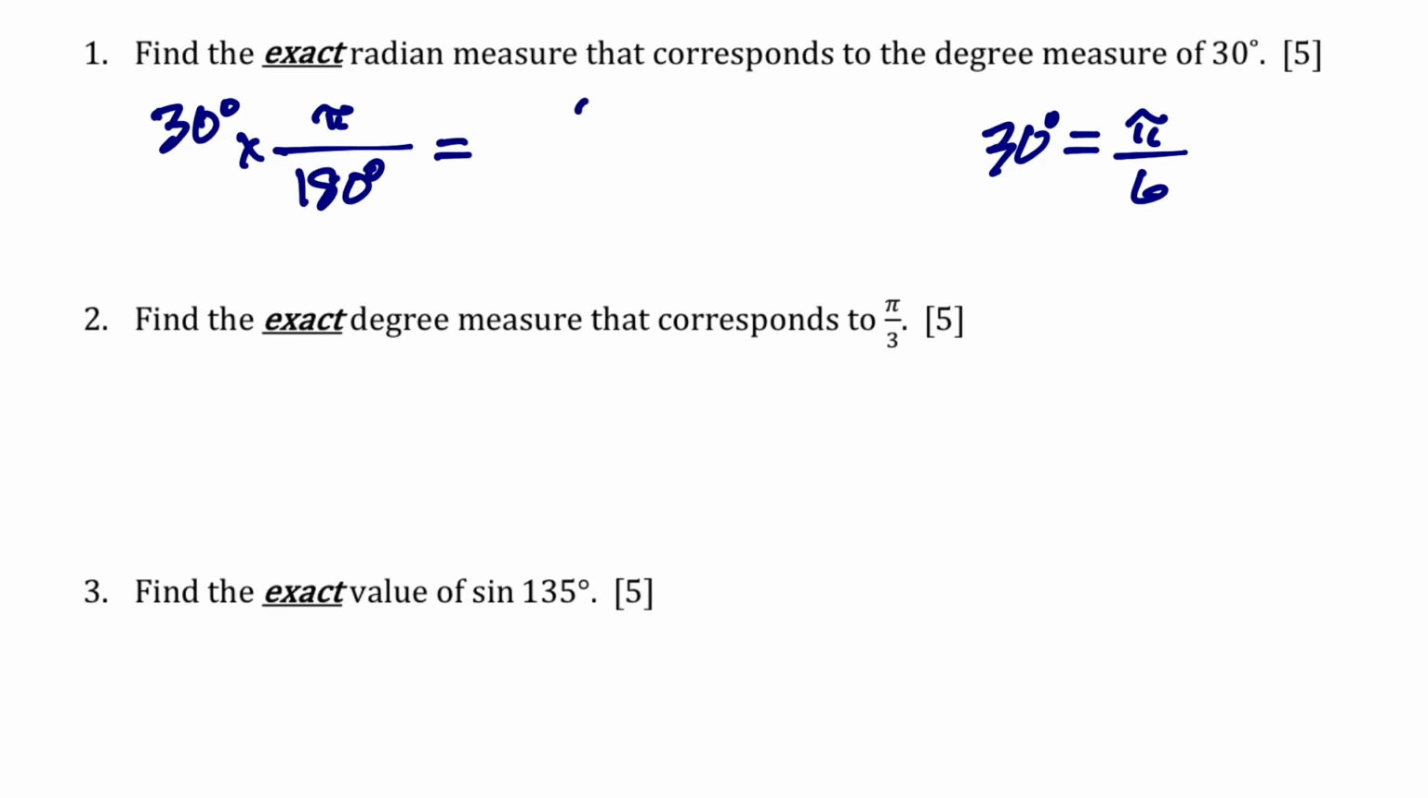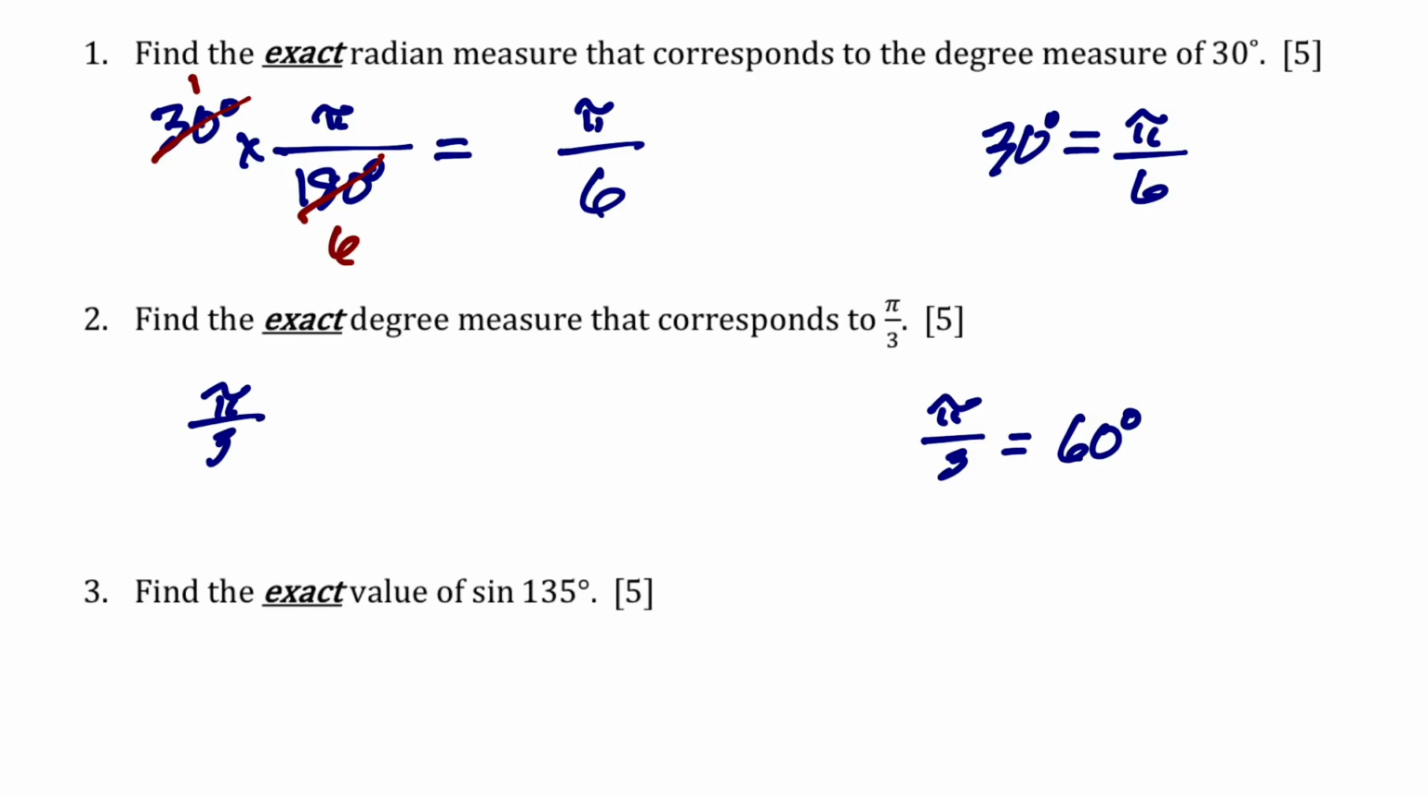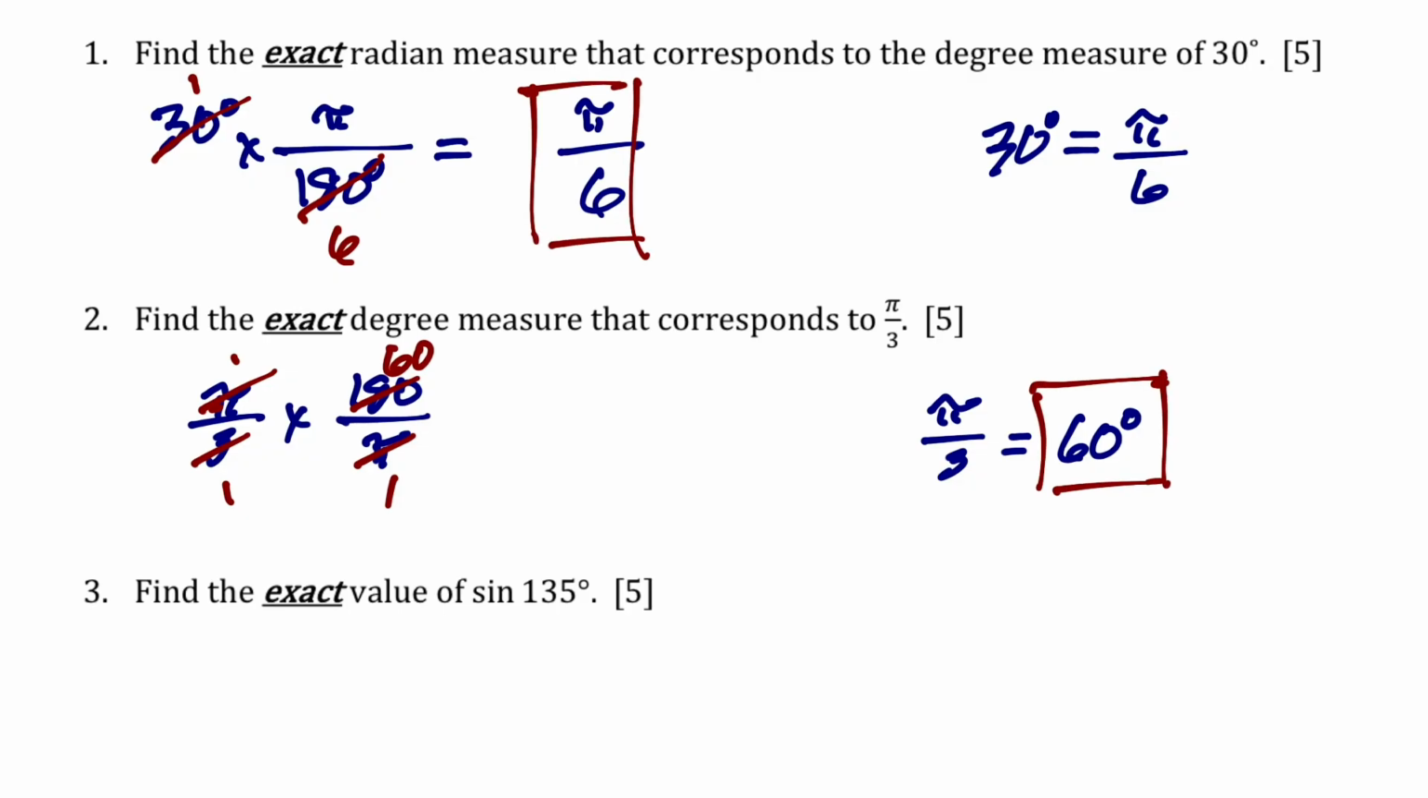Then you'd be left with a pi up here because 30 goes into 180 6 times. So then we'd end up with our pi/6. The next one also, most students probably know that pi/3 is 60 degrees. But if they weren't sure, they would just take pi/3 and multiply it by 180 over pi. So that would get our pi's to cancel out, and 3 goes into 180 60 times. So that's where the 60 degrees is coming from, and on this one we have pi/6.